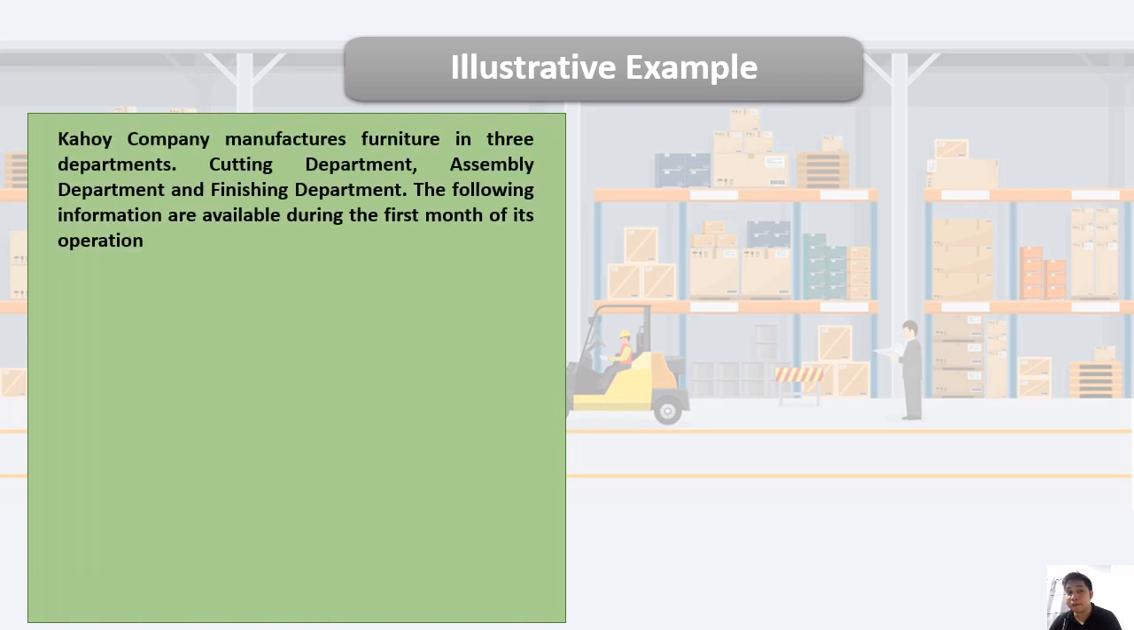So let's say for example, we have Kahoy Company. Kahoy Company manufactures furniture in 3 departments: the cutting department, assembly department, and finishing department. So definitely this is process costing because we have a process that we follow. First, it goes to the cutting department, then to assembly, then to finishing, then once finishing is done, we deliver it to our finished goods inventory. So the following information is available during the first month of its operation.